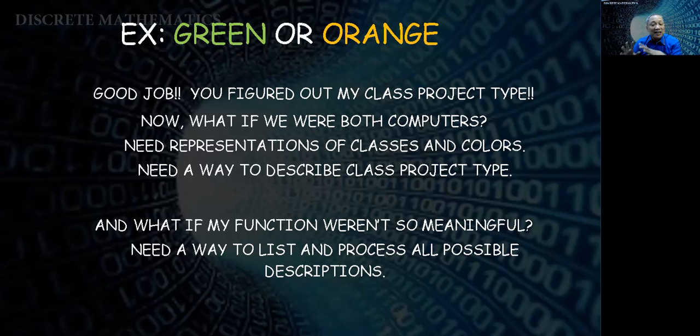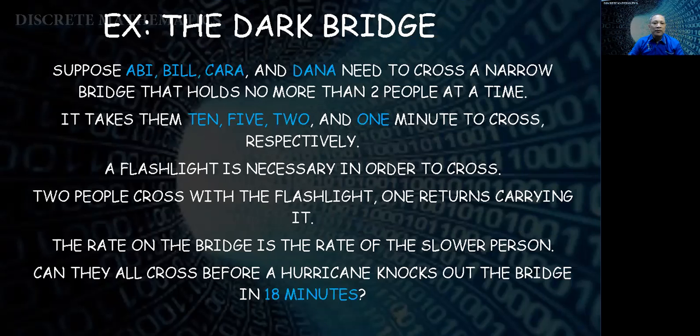But it is also about assigning what the outputs are if your input is such and such, and what if my function weren't so meaningful? We need a way to list and process all possible descriptions. That's why we need to list all possible descriptions. Later, that's when we talk about how discrete mathematics will help, in the future. And let's look at another example, a dark bridge. This needs some logic, some graph knowledge, and calculation.